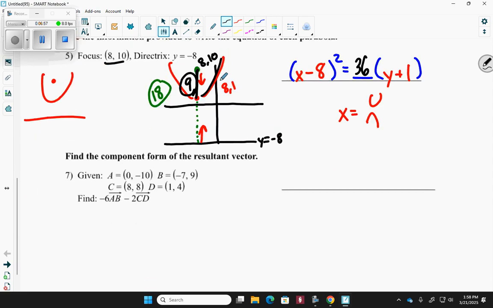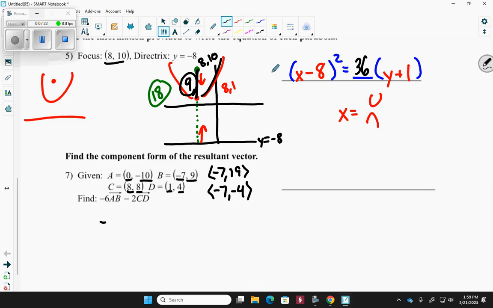Next question. It says given AB. First thing I need to do is find the components of AB. So we're at 0, -7. I decreased by 7 at -10. Now I'm at 9. I increased by 19. Next one will be CD. I subtracted 7 again because I went from 8 to 1, and I went from 8 to 4, -4.